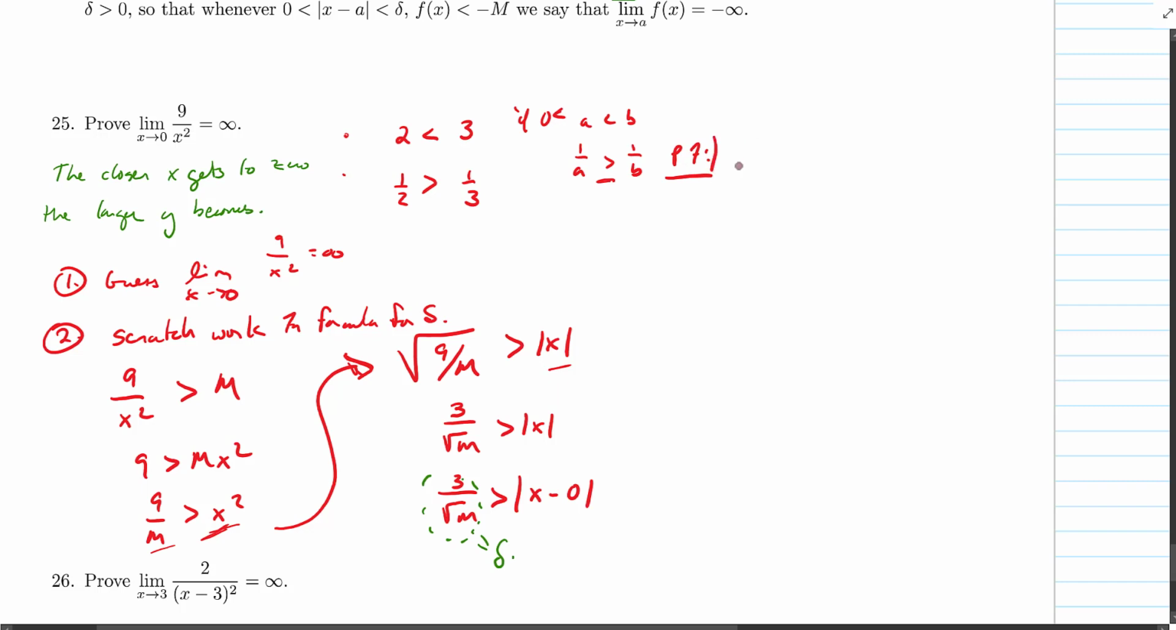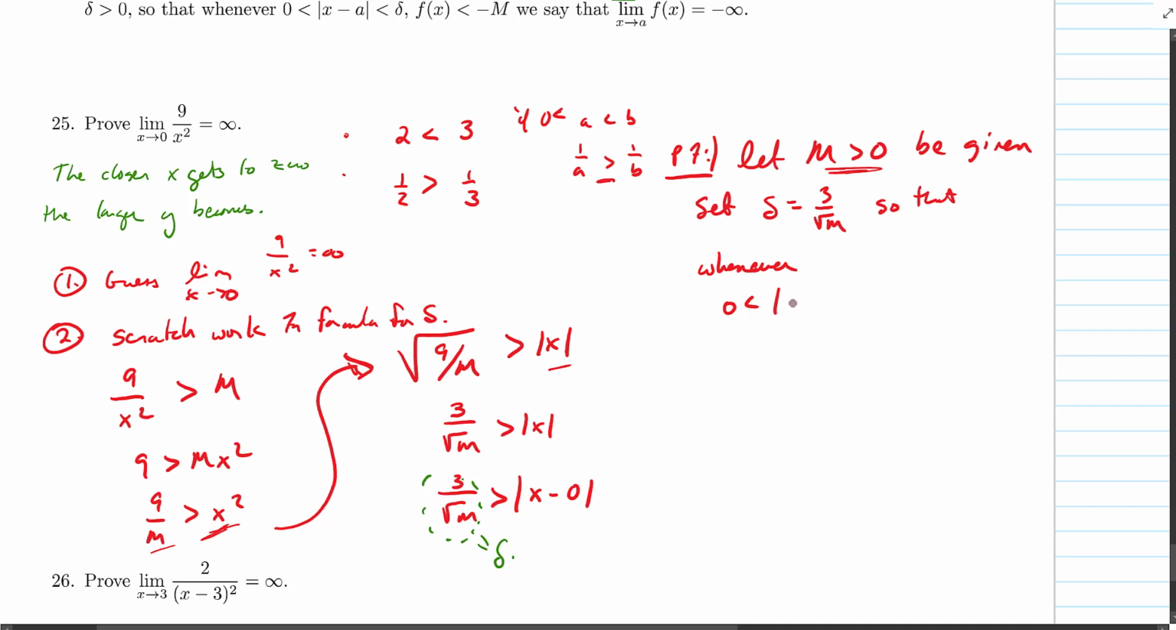Let m greater than 0 be given. So this is different than our epsilon delta proofs, where we're given a very tiny quantity for epsilon. Instead, we're given a very large quantity for m. So then we're going to set delta equal to 3 over the square root of m, so that, and this part should look a little bit familiar, whenever 0 is less than the absolute value of x minus 0 is less than delta, we have.